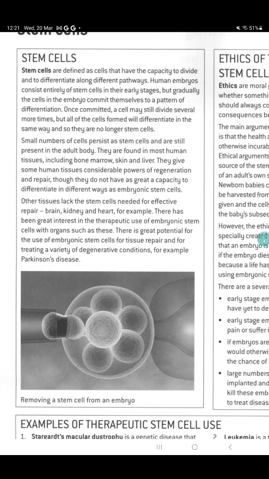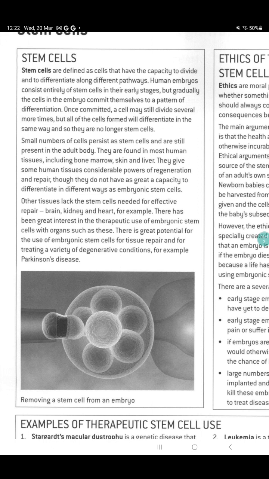Then it loses the capacity for further differentiation, or it loses the tag of stem cell. Once the cell has acquired any function, it is not going to be a stem cell. It will come in the category of a normal cell. So once committed, a cell may still divide several more times, but all of the cells formed will differentiate in the same way, and so they are no longer stem cells. A small number of cells persist as stem cells in the adult body.